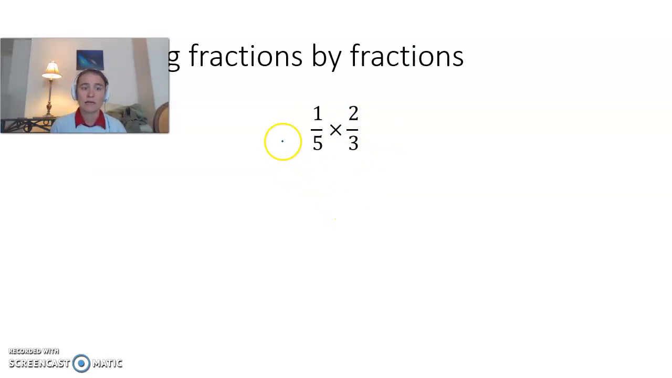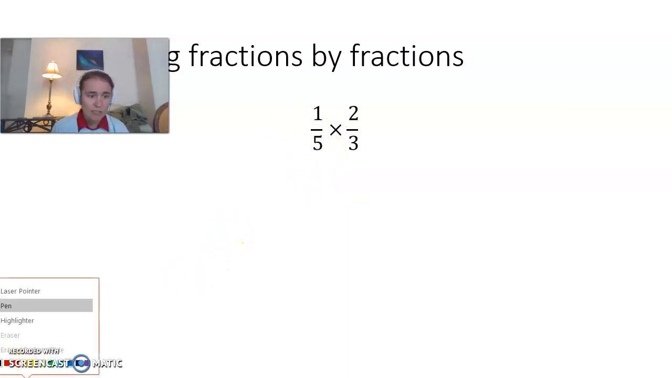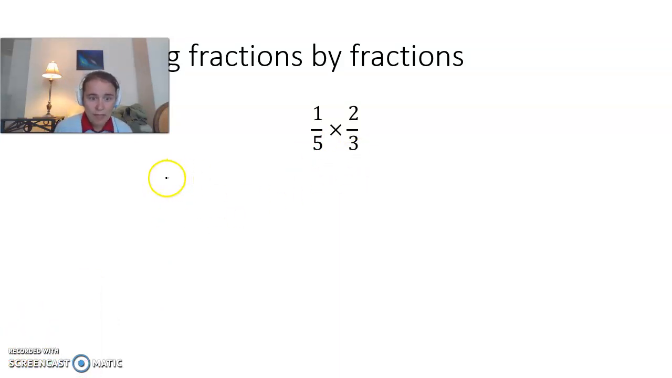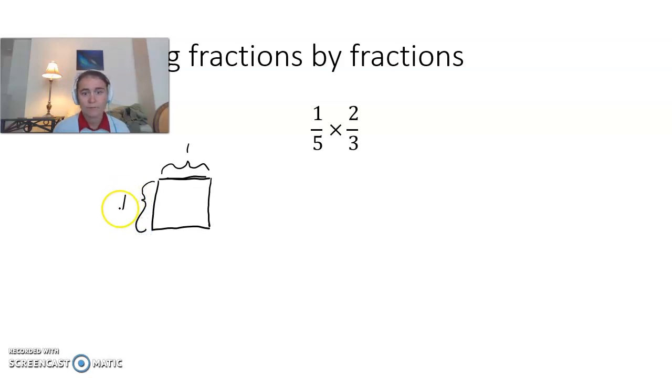Now let's take a look at an example where we're multiplying fractions by fractions. All right, I'm going to start out the same way. I'm going to switch colors. I'm going to start out by drawing my 1 by 1 square. So this is a square with side length 1, with side length 1 and side length 1.